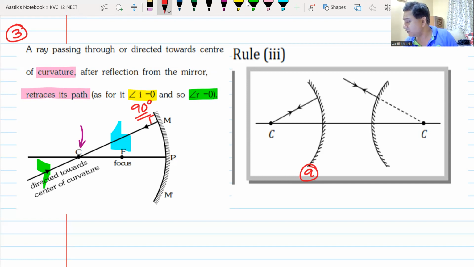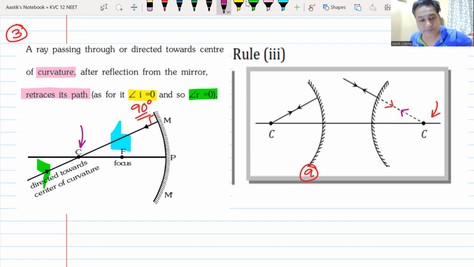But my dear friends, you must understand that in case of a convex mirror, it cannot pass through the center of curvature. It will appear to go towards the center of curvature, but it will again retrace its path. So the same thing happens. The two diagrams may look different, but they are representing the same phenomena. Do we understand this? Yes or no?